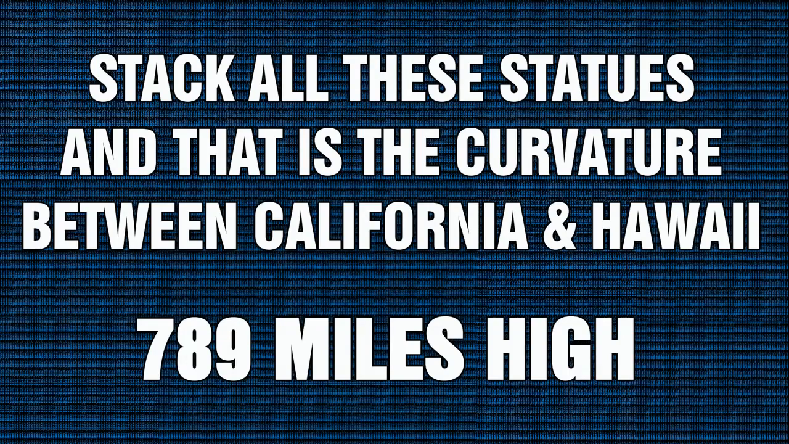Okay, so now we've stacked 13,661 statues of Liberty as a visual aid to understand that there is a 789-mile high curvature in between California and Hawaii. Now, I've tried to understand this. How can there be so much curve? How can so high of a hump of water exist in the ocean? How do pilots go over it? Or do they go around it?